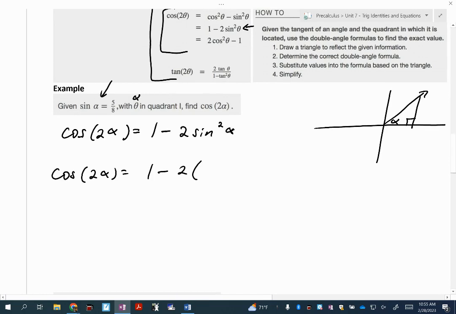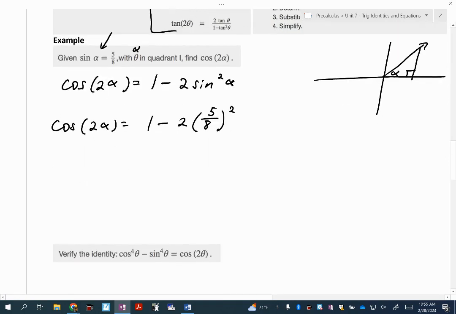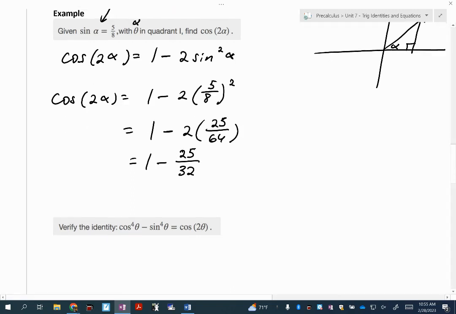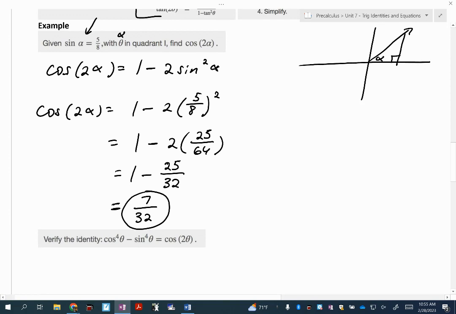1 minus 2 times the sine of alpha is 5/8, and we're squaring that. That's 1 minus 2 times 25 over 64. That 2 over 64 will reduce to 32 in the bottom, so 25/32. And if you were to change the number 1 to have a common denominator of 32, you get 32/32 minus 25/32, which will give us 7/32. And that's it for that first one.